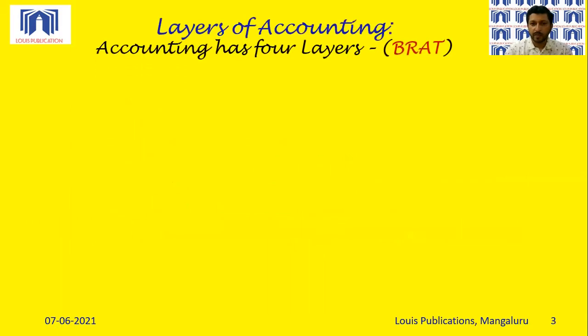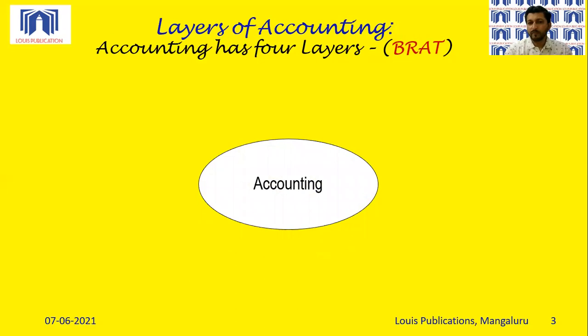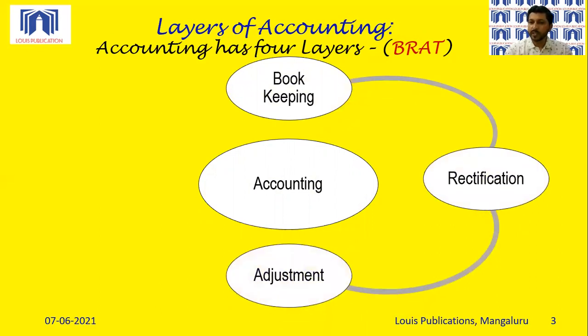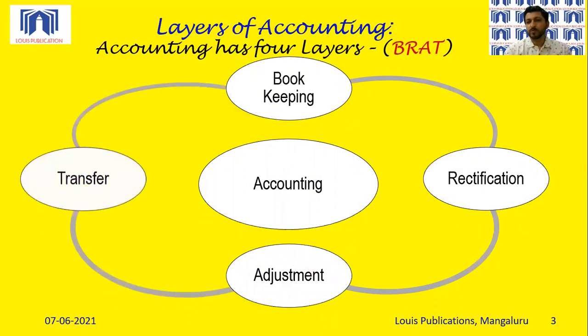When we are talking about the layers of accounting, I call this concept BRAT. There are 4 layers, and each of the letters B, R, A, and T has a specific meaning. So let's understand the layers of accounting. The letter B stands for bookkeeping. The letter R stands for rectification. A stands for adjustment, and T stands for transfer. So accounting has these 4 layers.